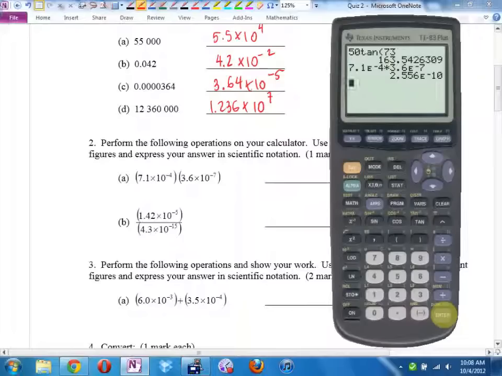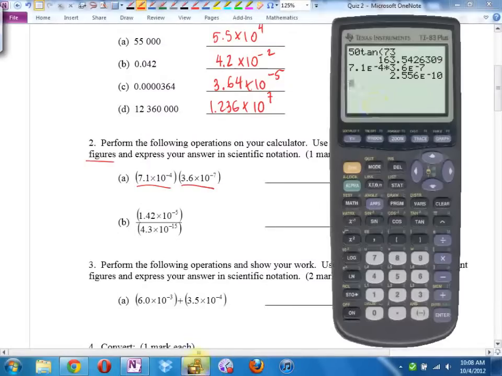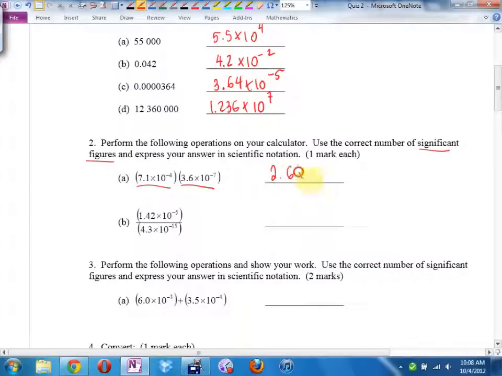Now, that's the answer on my calculator, but it does also say to the correct number of sig figs. How many sig figs in this first number? 2. How many sig figs in the second number? 2. How many sig figs in my answer? Because the multiplication division rule says go to the fewest number of sig figs in any of your data. So it's going to be 2.5 or 2.6? 2.6 times 10 to the -10. Now, if you botch the sig figs, you get a half mark.